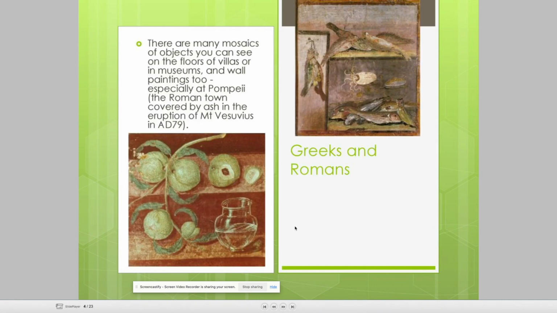There are many mosaics. The Greeks and the Romans were known for their mosaics, tiny little pieces of stone put together to make a painting. There are many mosaics of objects you can see on the floors of villas in museums, and wall paintings too, especially at Pompeii, the Roman town covered by ash in the eruption of Mount Vesuvius in AD 79. Feel free to research any of this if you like these styles on your own.